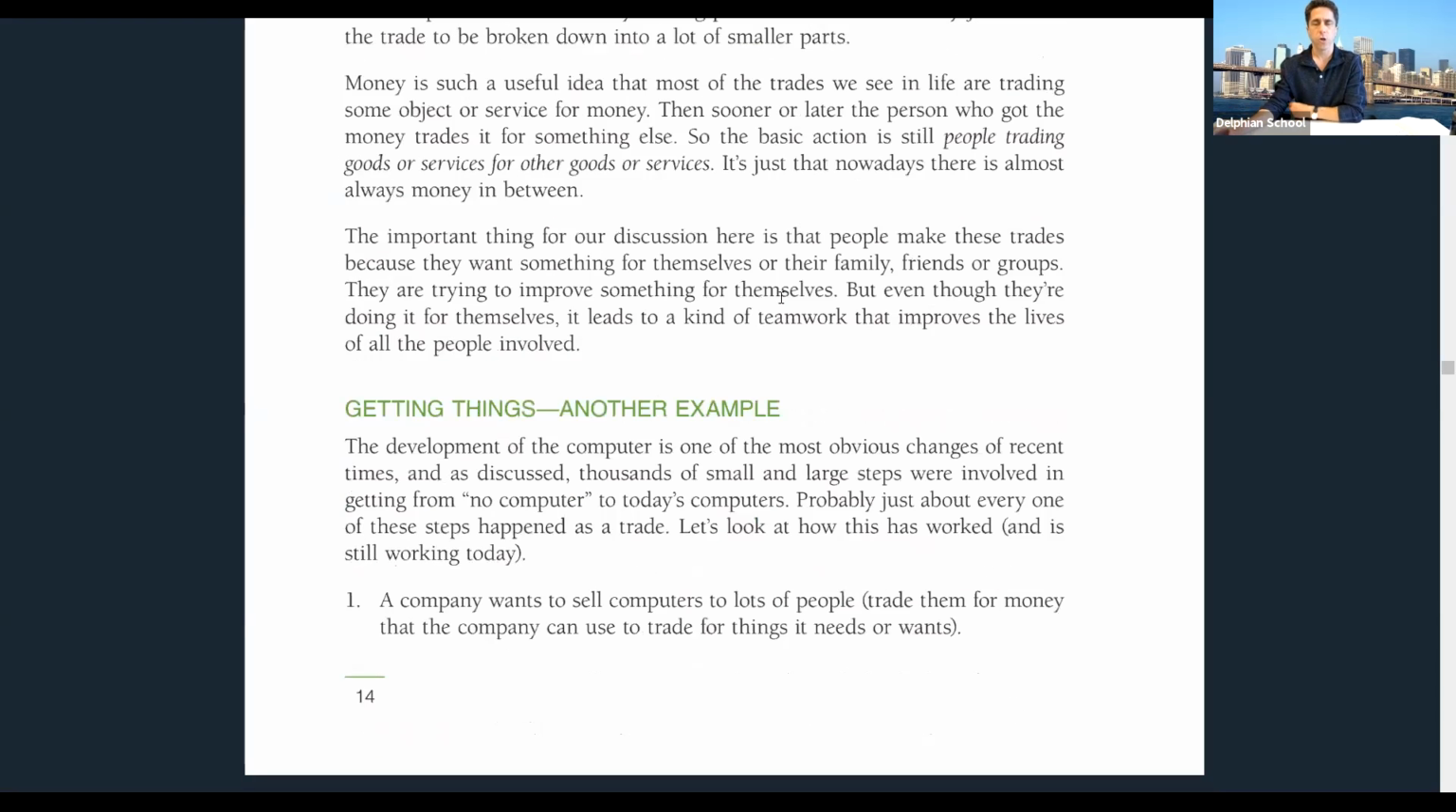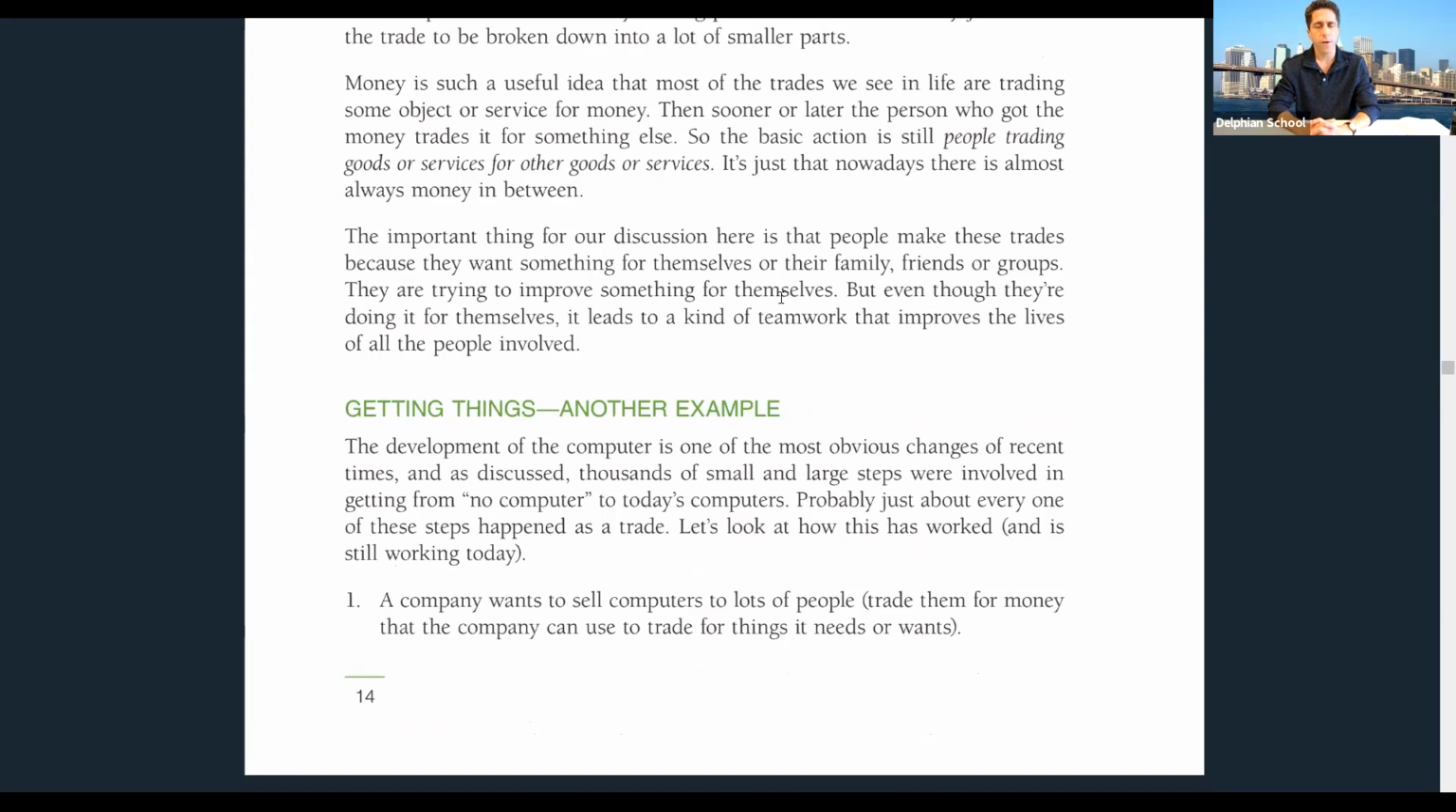Money is such a useful idea that most of the trades we see in life are trading some object or service for money. Then sooner or later, the person who got the money trades it for something else. So the basic action is still people trading goods or services for other goods or services. It's just that nowadays there is almost always money in between.